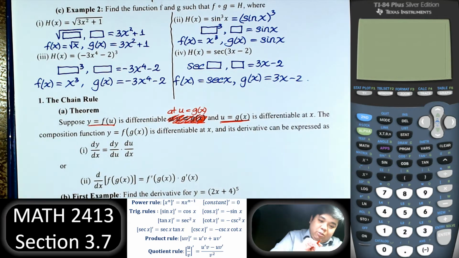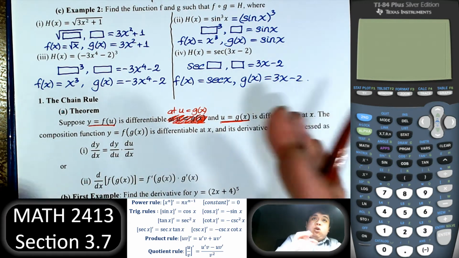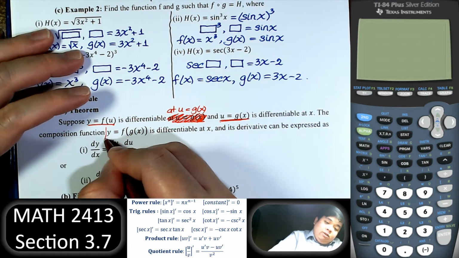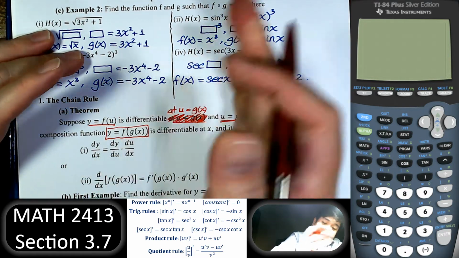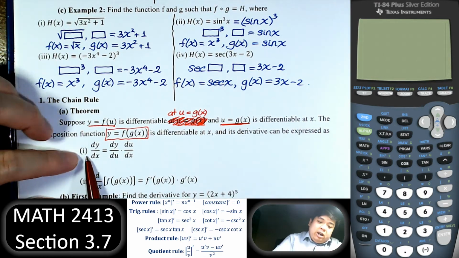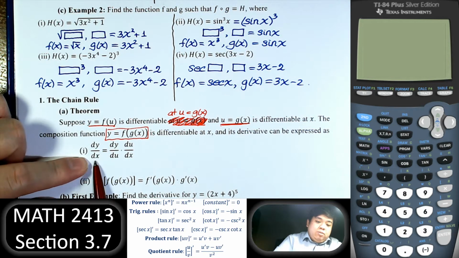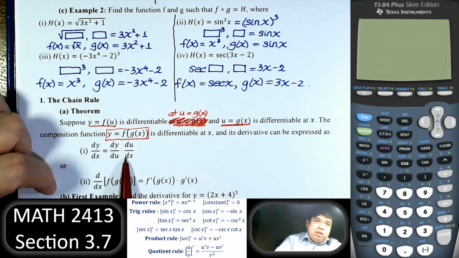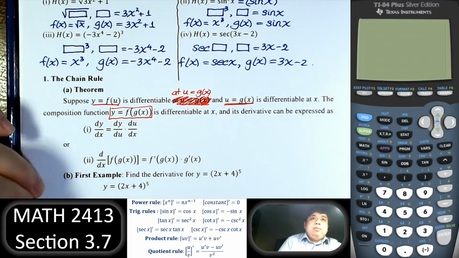All right. That's one point. Of course, the function should be differentiable because we'll take the derivative. And then we write y as f of g of x, which is exactly what we have there. And its derivative can be expressed as this: derivative of y with respect to x is derivative of y with respect to u, and then derivative of u with respect to x, or we write it like this.